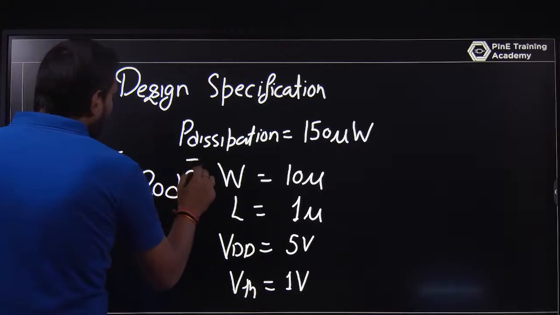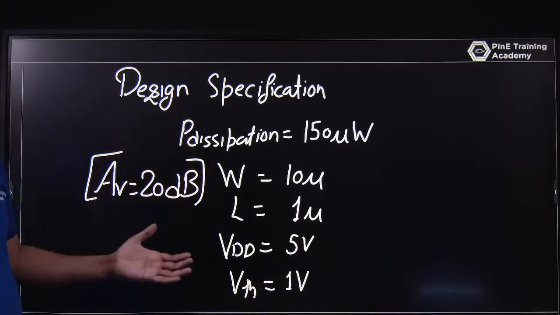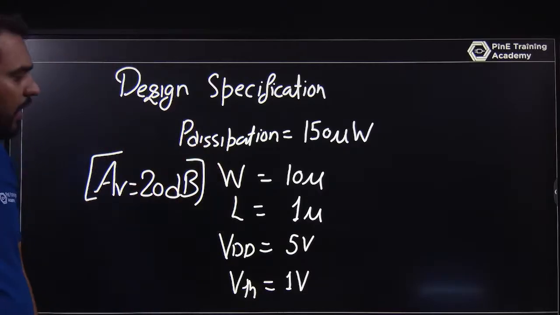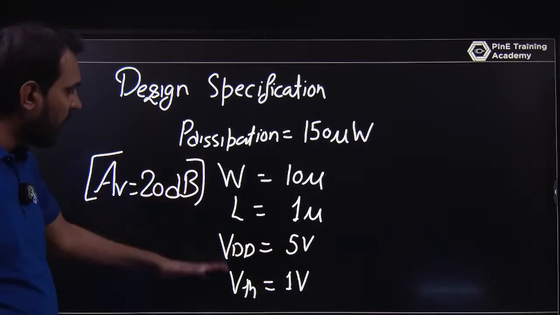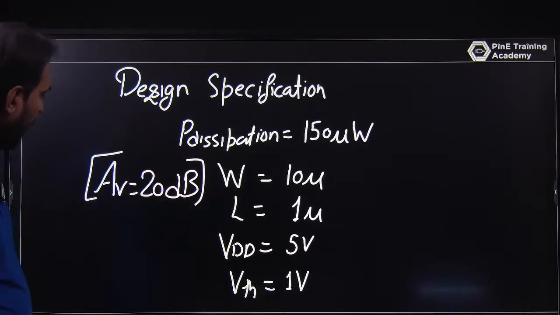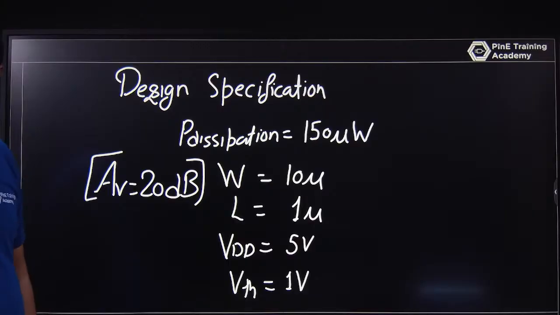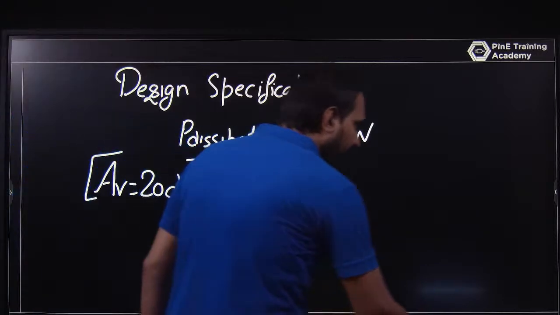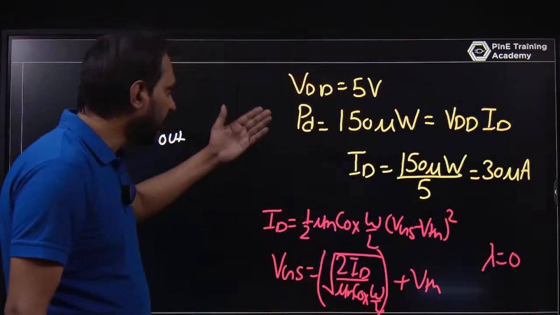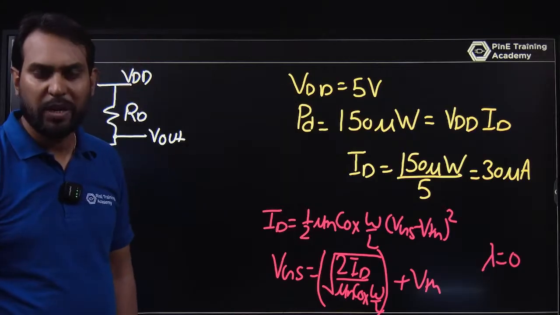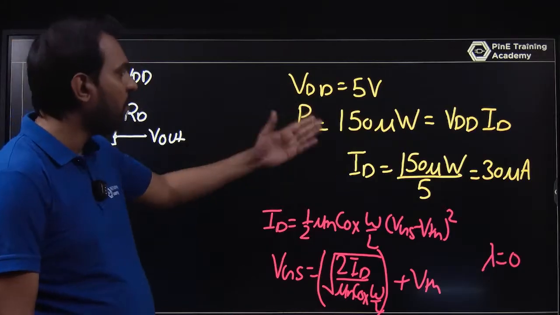The gain is 20 dB. You are designing a common source amplifier with a given power dissipation. W is given, length is given, VDD is given, threshold voltage is given, and you are designing for 20 dB. The gain would be 20 dB. So on the basis of that, I find the starting point: the power dissipation of the common source amplifier is 150 microwatt.